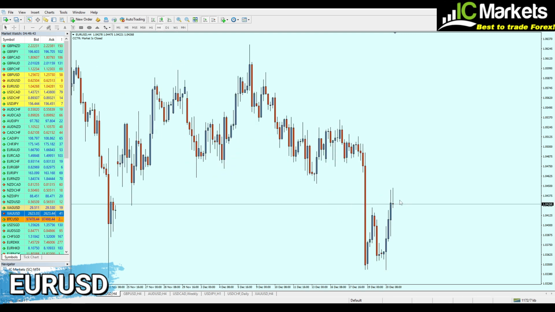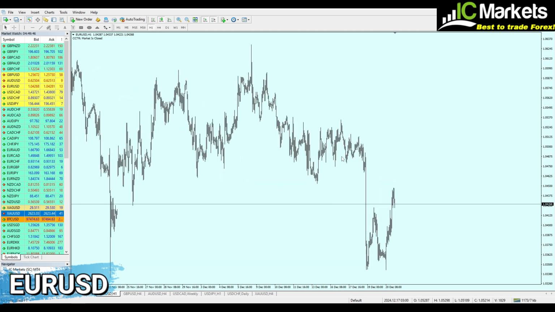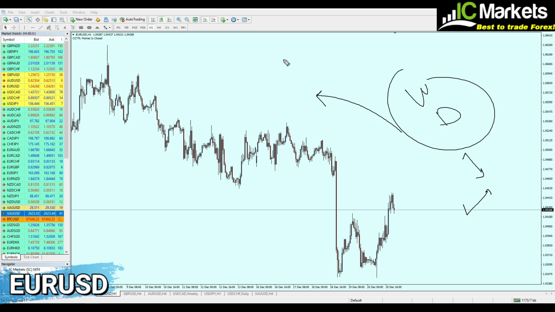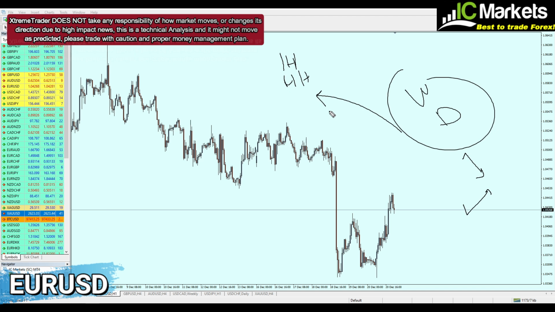On the 4-hour time frame, honestly, I cannot really see much of it, so I will move to the 1-hour time frame. So that's basically, my friends, our strategy in Xtreme Trader. We look at the weekly or daily chart, or actually both of them, and identify the direction if it's going to be bearish or bullish. After that, we move to the smaller time frame, such as the 1-hour or 4-hour time frame, and then we look for the entry using our knowledge in reading the market.